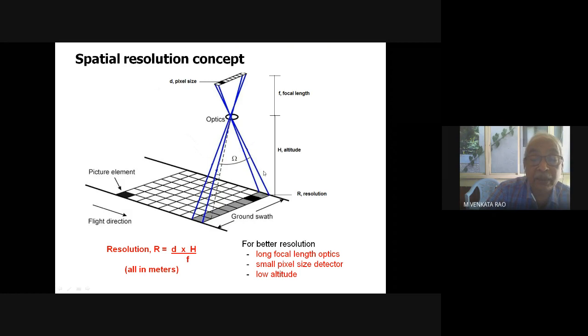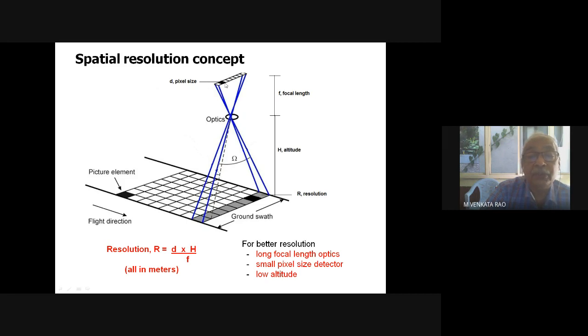How do you get the resolution first of all? See, this is the basic diagram. This part, including the optics and detector, makes the camera. This camera is put on a satellite, and the satellite is going like this in the orbit. So you go on imaging.